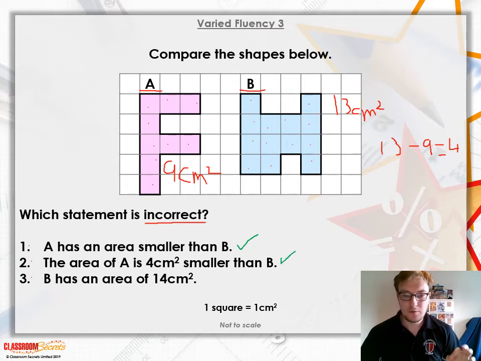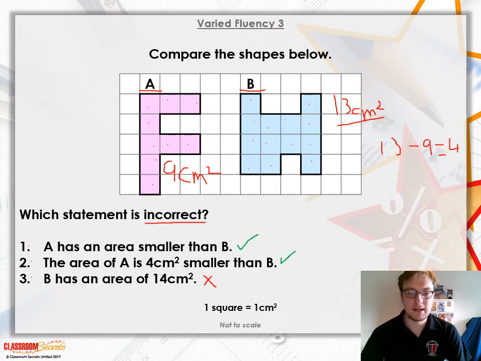Now, just check. So this one should be incorrect. But let's just check because we know these slides like to trick us. So number 3 says B has an area of 14 centimeters squared. Well, we know from the first question that it actually has 13 centimeters squared. So 3 would be our incorrect statement there.